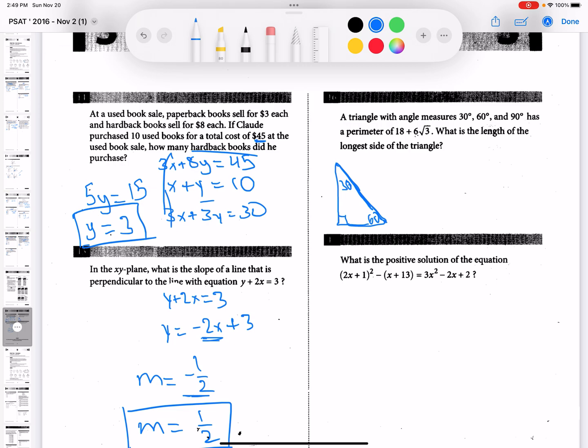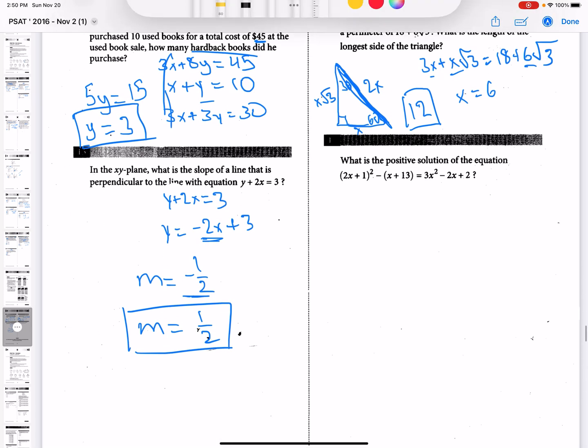So this is our x root 3, and 2x. That means 2x plus x, 3x, plus x root 3 is equal to 18 plus 6 root 3, which is the perimeter. Now we see that x takes the place of 6 here, and 3x is equal to 18, which means x is equal to 6. But we're trying to find the longest side, which is the hypotenuse. That means 2 times 6 gives us 12 as our answer.